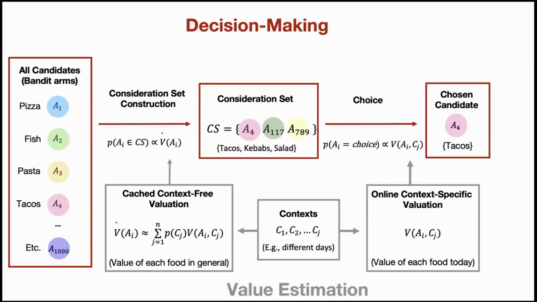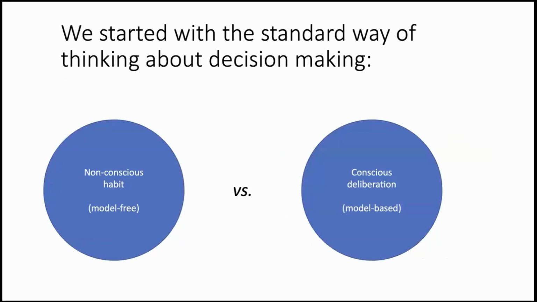Okay, and that's another piece of evidence for this general decision-making framework. Now I want to return to this question that we started with. We started by thinking about the standard way of thinking about decision-making, which was that we have this model-free or non-conscious habit formation, and that trades off or competes against conscious deliberation in our decision-making.